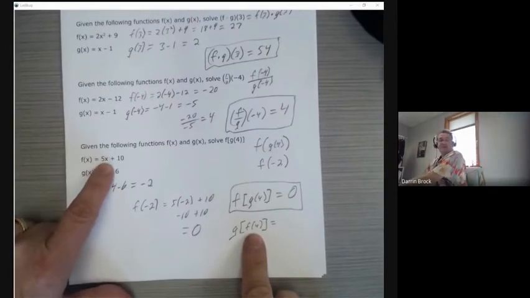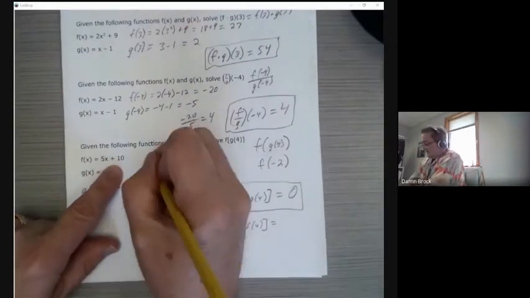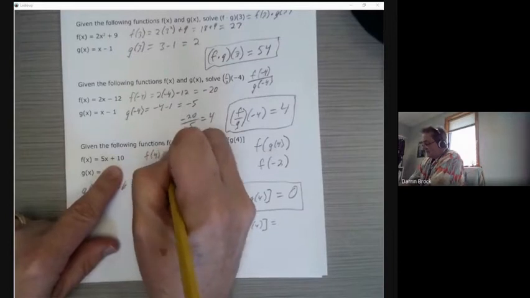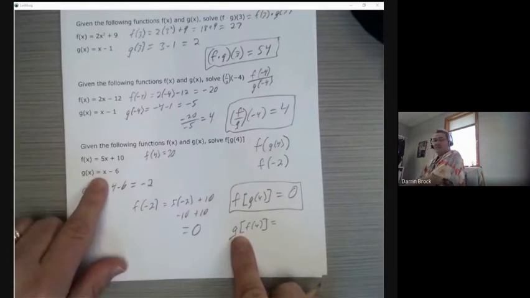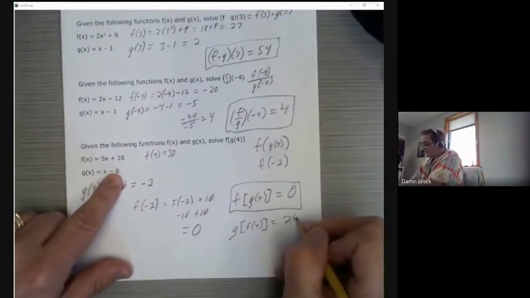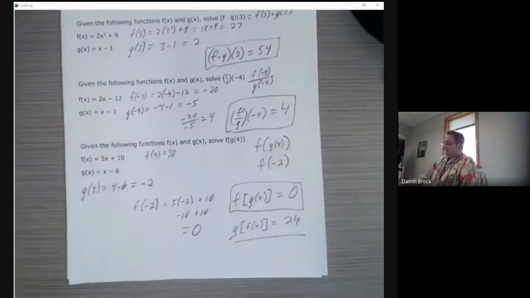5 times 4 is 20 plus 10 is 30. F of 4 would be 30. And then we would put 30 into g. 30 minus 6, that would be 24. So that would come up with a different answer.